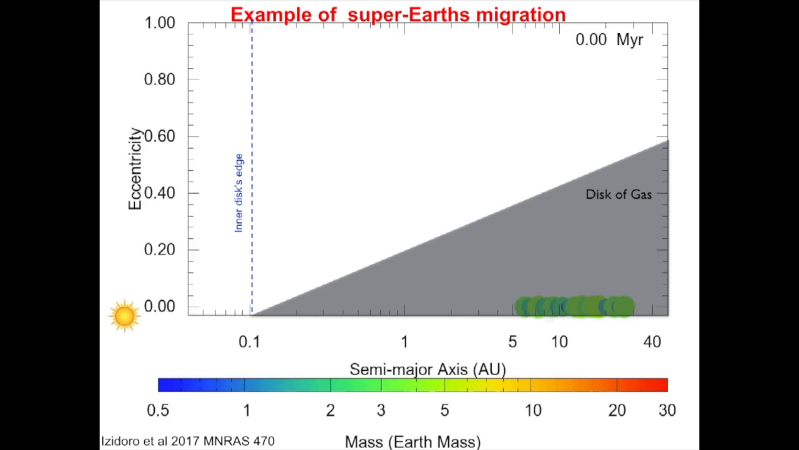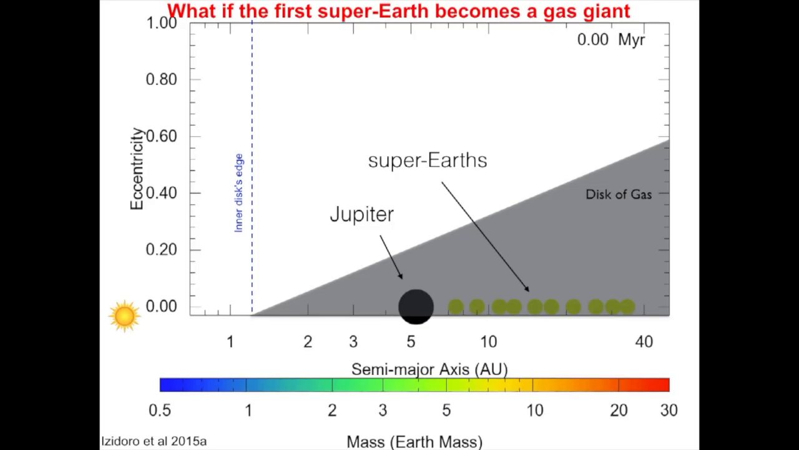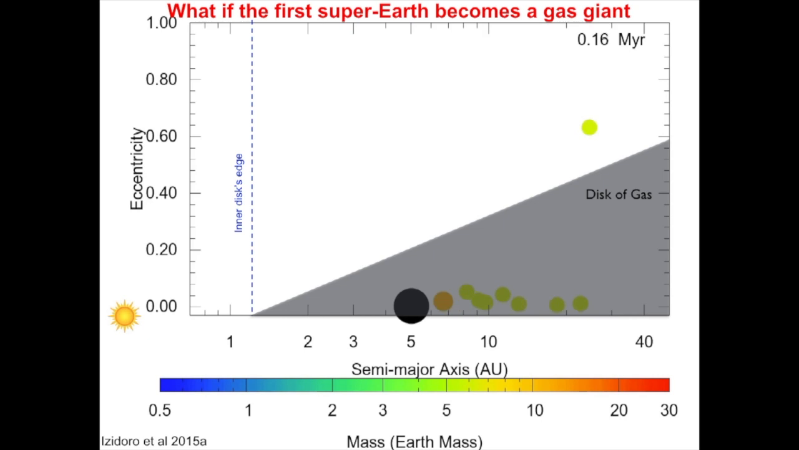So here you have a movie that we already saw before. In one of the slides, you have the Sun, you have a system of super Earths, you have the disk, and the super Earths migrate inwards. And then you have a system of close-in super Earths in the inner regions. But what happens if the innermost super Earth of the system becomes Jupiter? Then the super Earths that are behind Jupiter cannot pass it. They get blocked. And that's what happened.